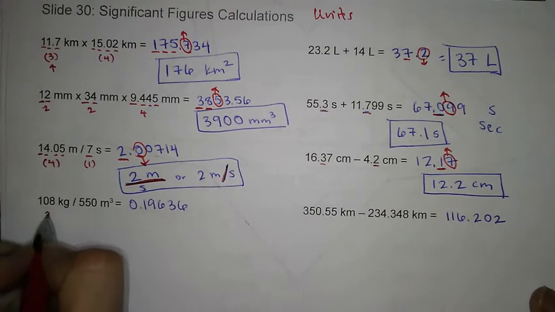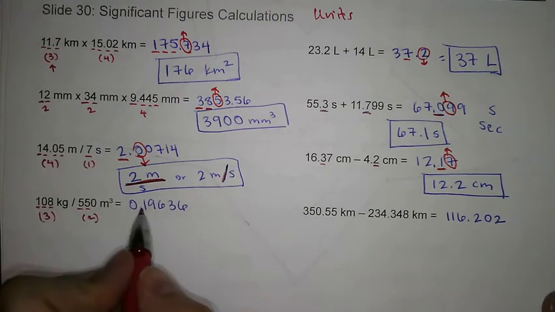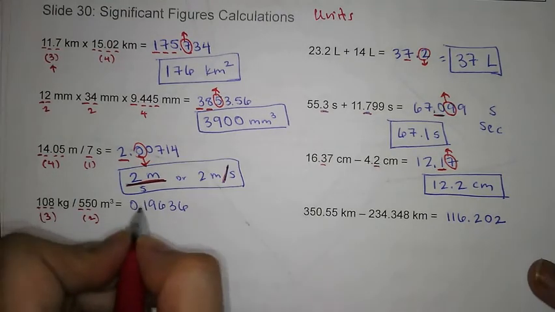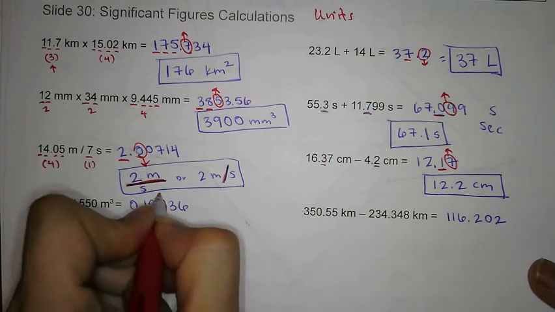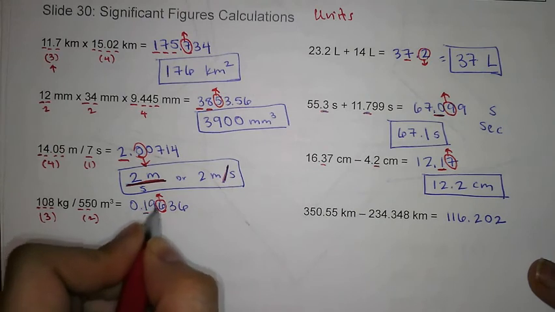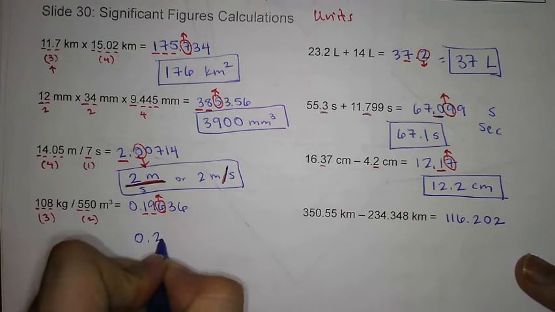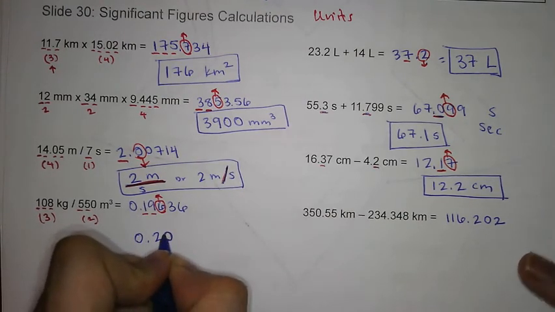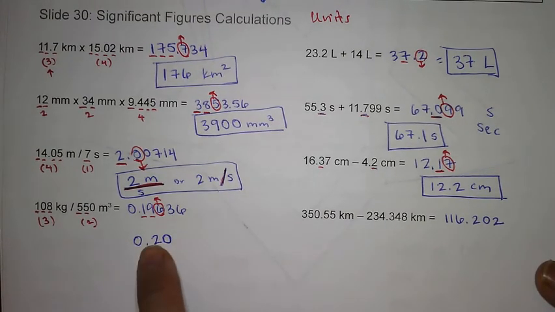Dividing. 108 has 3 sig figs. 550, 2. My calculator wanted to give me 5 sig figs. It was super optimistic. I got to be the heavy, though, and tell it we only get to keep 2. Sad day. All right, 6 is going to round up, which is going to make this another 0, which is going to make that a 2. So 0.2, don't stop there. That's only 1 sig fig. We need to keep 2 sig figs, so this becomes a 0. Remember that 0 is significant after a number and after a decimal.